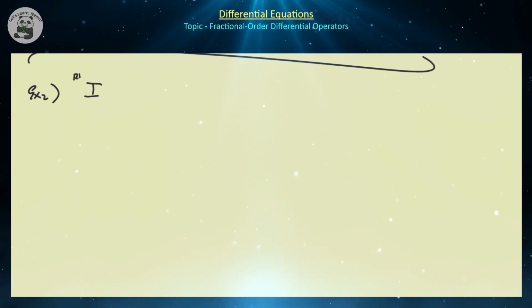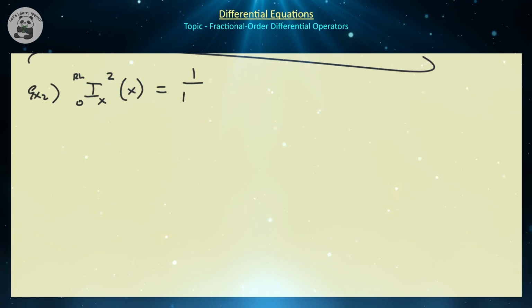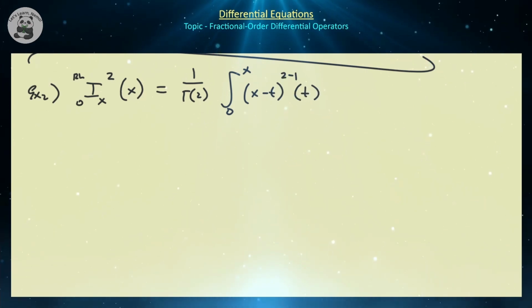The Riemann-Liouville fractional integral from 0 to x of order 2 of the same exact function. So this is going to be equal to what? This is going to be equal to 1 over gamma of 2 times, again, the integral from 0 to x of x minus t to the 2 minus 1, and then the same function t dt.